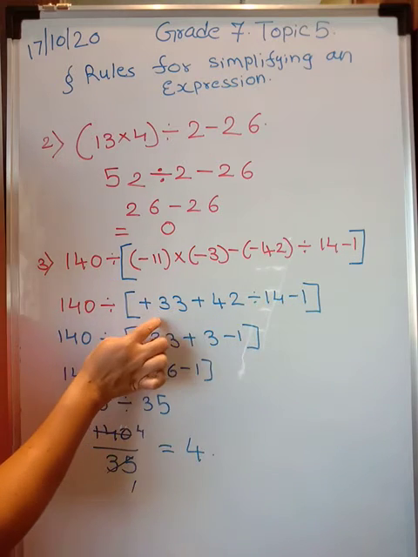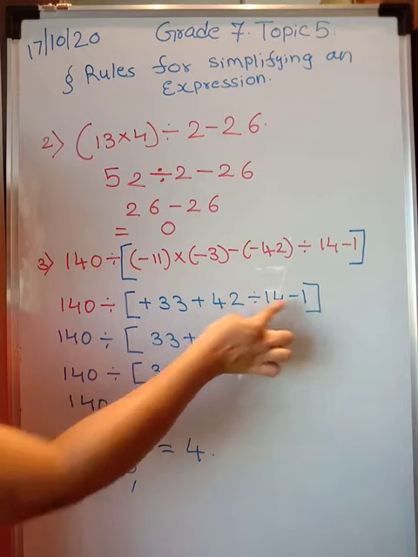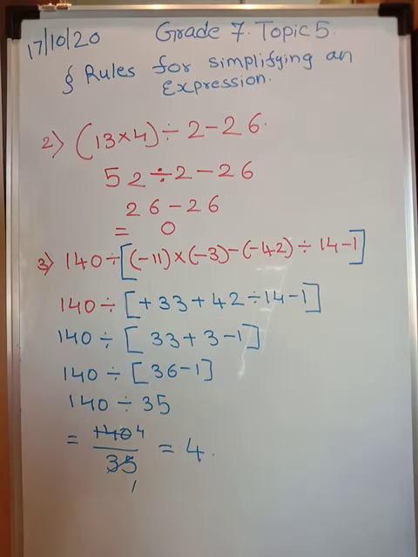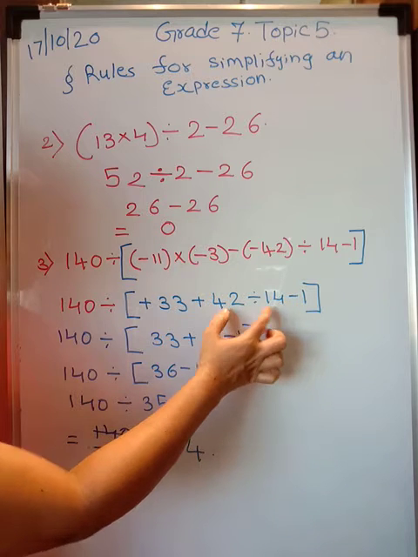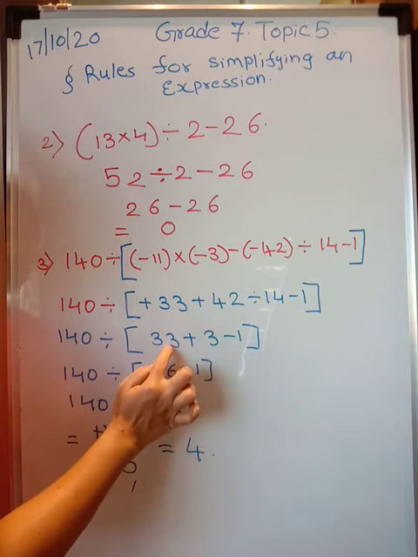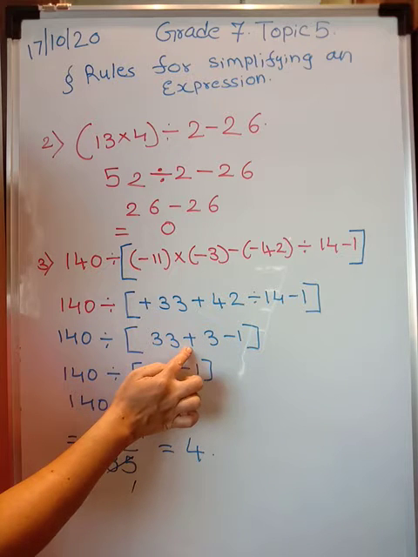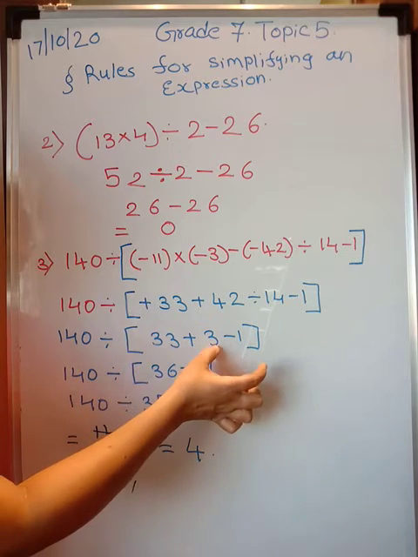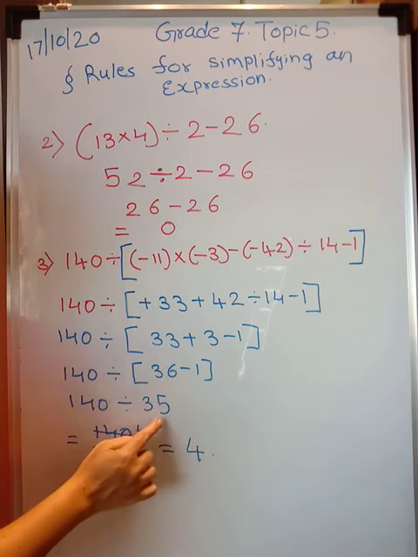Now here no brackets are there. We have plus sign, division sign and minus sign. According to BODMAS, division should be solved first. So 42 divided by 14. This I have solved first. Now I got 3. 33 over here, minus 1 over here. Now in this, addition should be solved first according to BODMAS. 33 plus 3 is 36, minus 1. 36 minus 1, now open this bracket, 35.